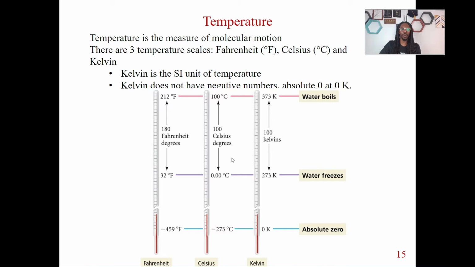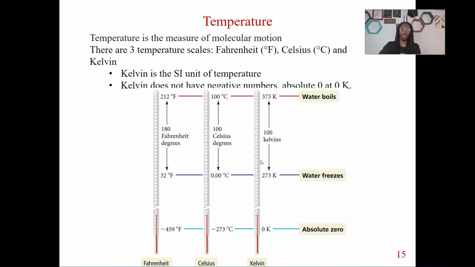Now let's compare that to Kelvin. Kelvin is the new unit that probably a lot of you are not familiar with. This is the SI unit of temperature, so we're going to be using Kelvin a lot this semester. Water freezes at 273 Kelvin and it boils at 373 Kelvin. So what do we notice here with these differences? It's a 100-degree difference, 100 Kelvin different. Is that the same degree as Celsius? Yes.